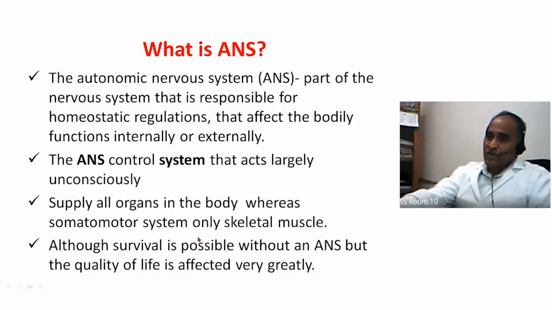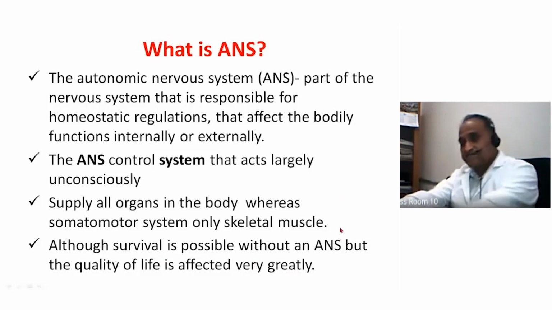Although we may think that survival will not be possible without the autonomic nervous system, that is not true. People will survive in the absence of the autonomic nervous system, but the quality of life is affected. That means the regulation of the system is grossly affected, and because of the lack of regulation, he may succumb to some complications. That is the main thing. This is about the ANS.